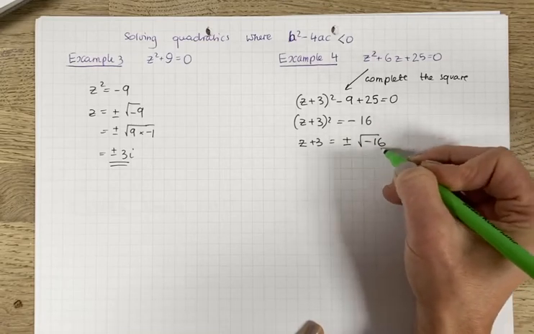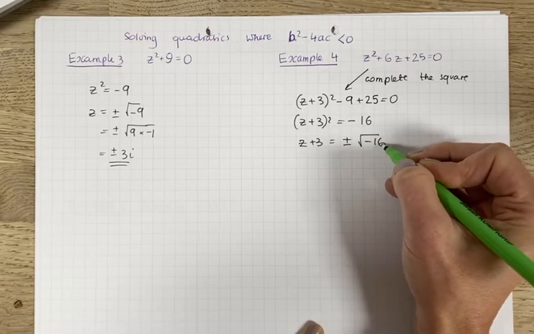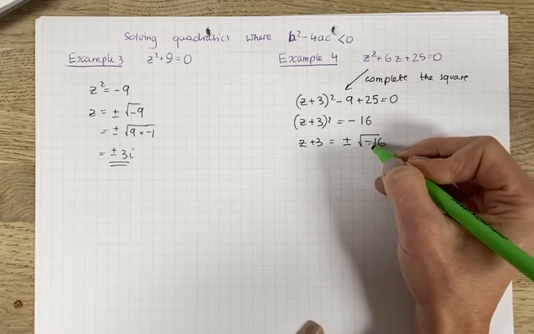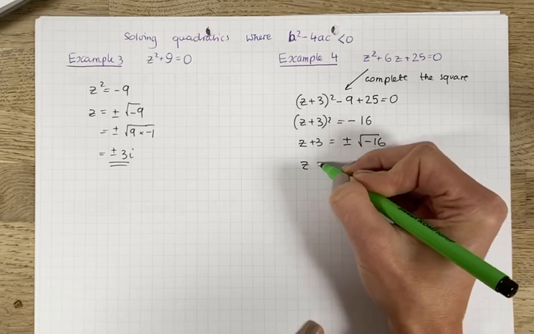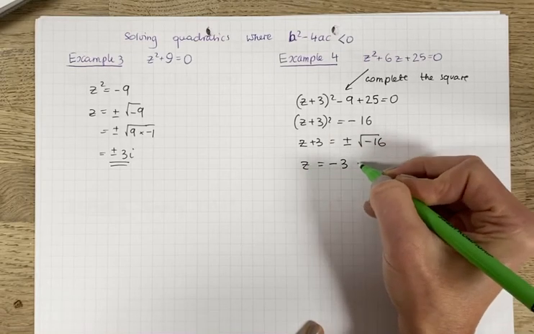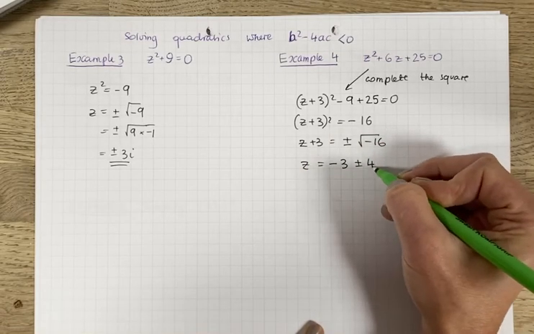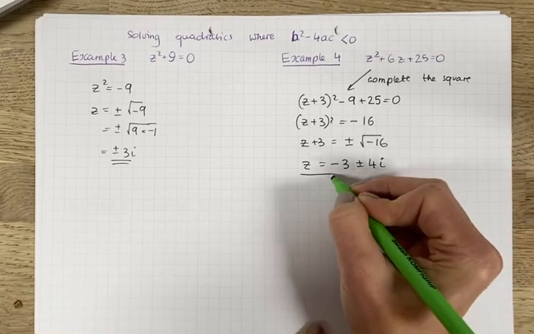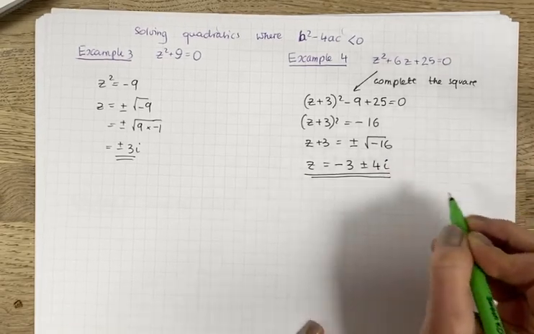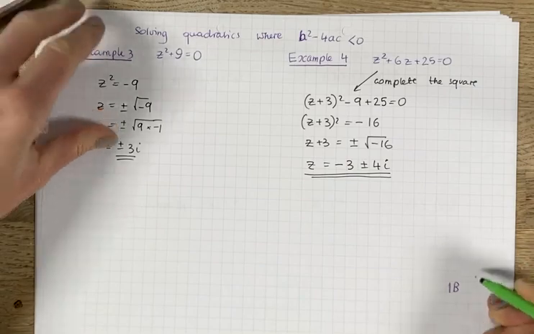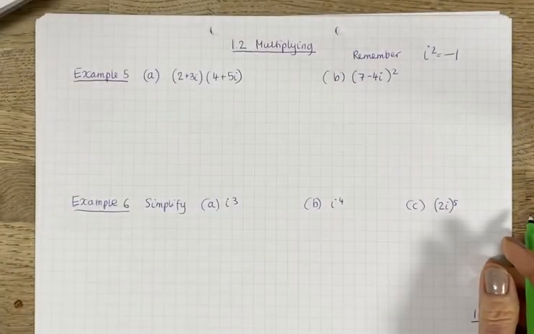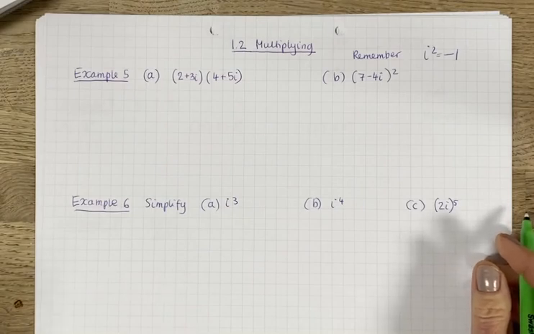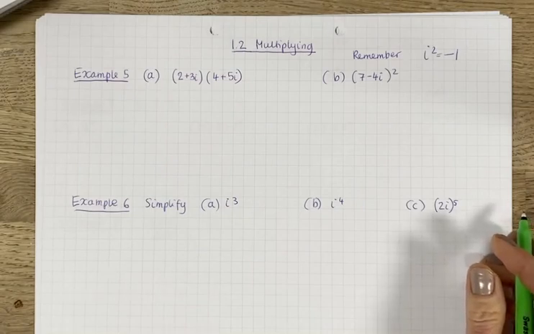And I want you to write it automatically. Square root of 16 is 4. Square root of minus 1 is i. So z is equal to minus 3 plus or minus 4i. So that is 2 roots. Okay, so practice questions from exercise 1b before moving on to the next section.